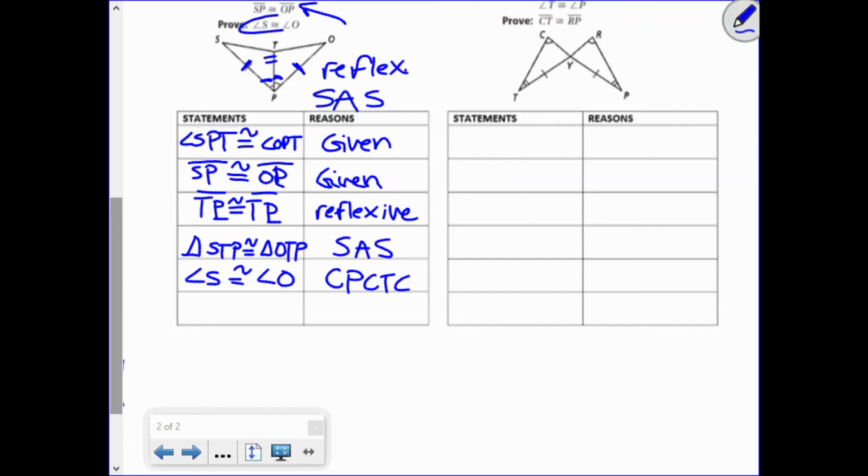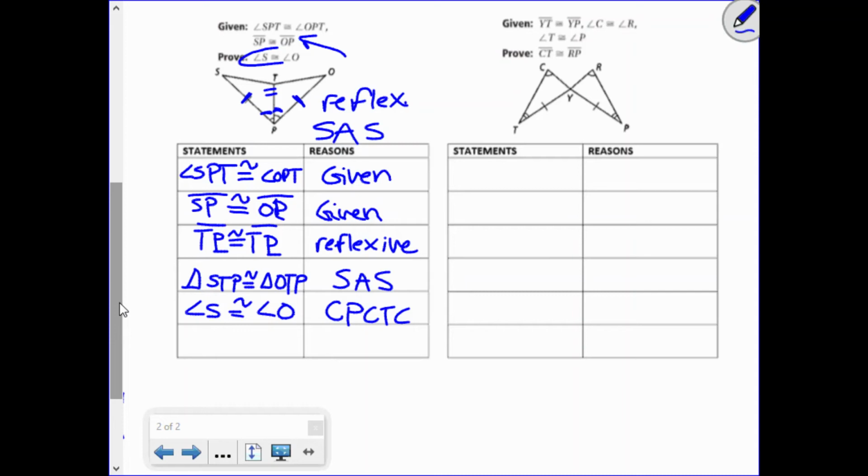Alright, our last proof is another small picture proof to wrap up this set of examples. So I have a lot of givens here. I have segments YT and YP being congruent. I have angle C is congruent to angle R. I have angle T is congruent to angle P. And I'm trying to prove that segment ET is congruent to segment RT. So I'm going to go ahead and write all the givens just to start.